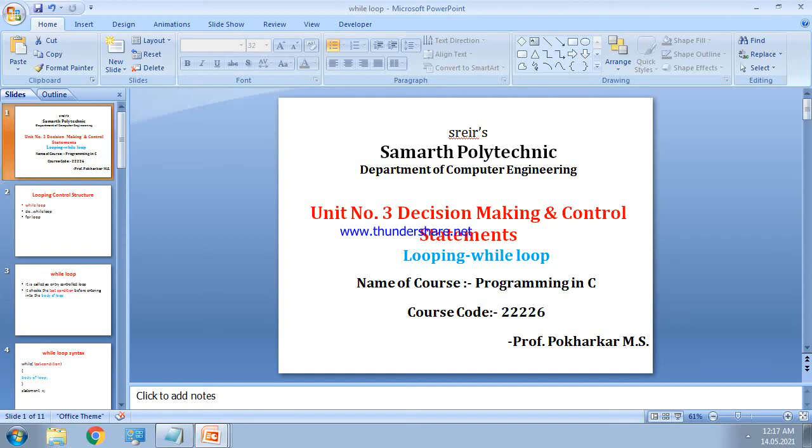Decision making and looping control structure. In this we are going to study first of all while loop.